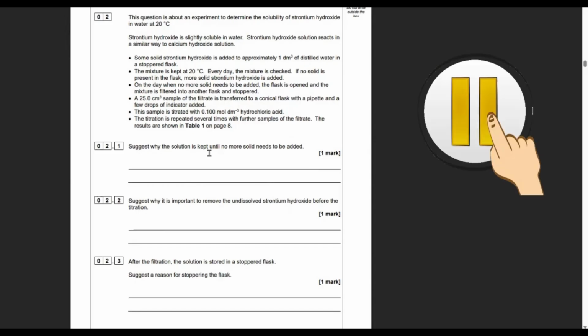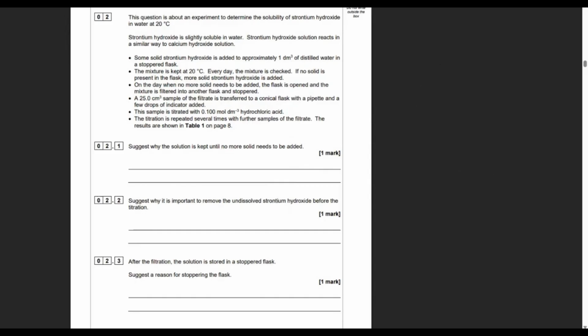So, suggest why the solution is kept until no more solid needs to be added. What they're doing here is adding this strontium hydroxide, which is sparingly soluble, and then leaving it to ensure that as much strontium hydroxide as possible can dissolve in that set amount of water. They are trying to make a saturated solution. Or you could say, to ensure the maximum amount of strontium hydroxide that's possible dissolves in the water. So there we go. That's going to get us a mark.